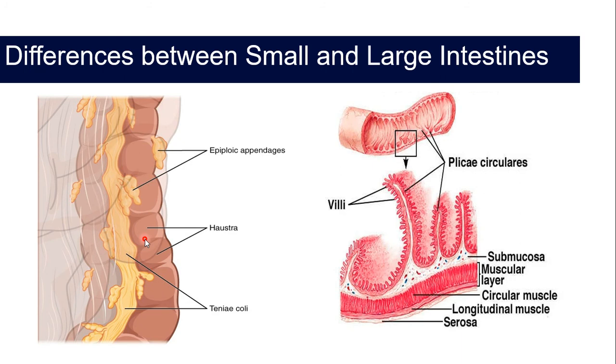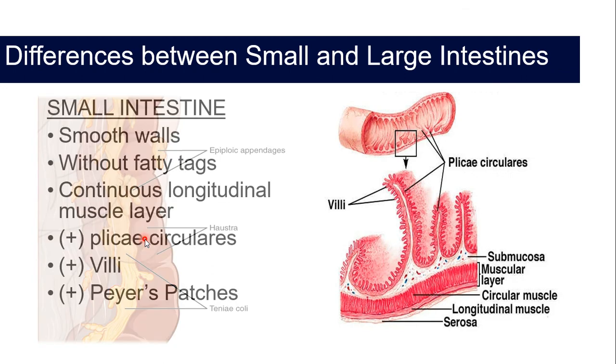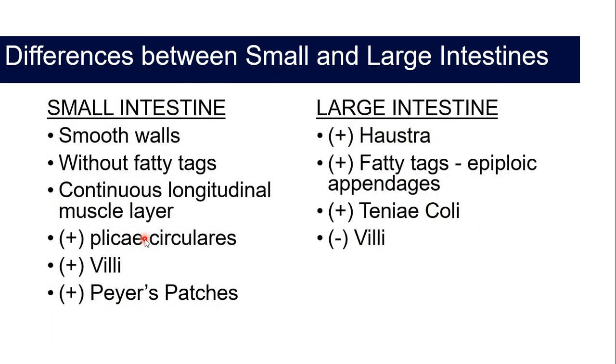Again, if the lining of the wall of the small intestine is smooth, on the other hand, in the large intestine, it is sacculated in large folds termed haustra. Okay, again, there is a presence of haustra in our large intestine.